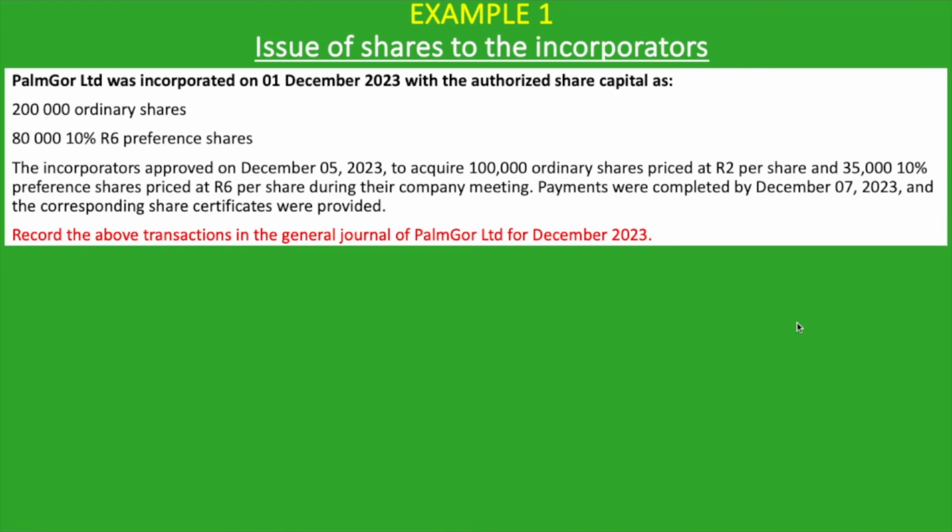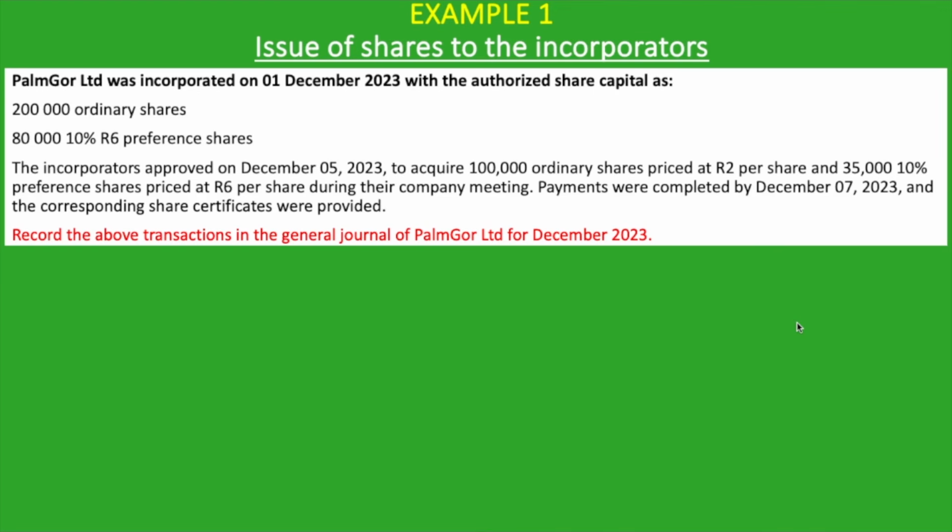So again, how are we going to go about doing this? Well, let's go from the top and see what do we have to record here. Remember, we're recording relevant journal entries pertaining to the issue of shares here. So it was incorporated on the 1st of December 2023 and these are the authorized shares. We don't do anything, of course. There is no transaction with the issue of shares here. So we're just given the information on what the authorized share capital is.